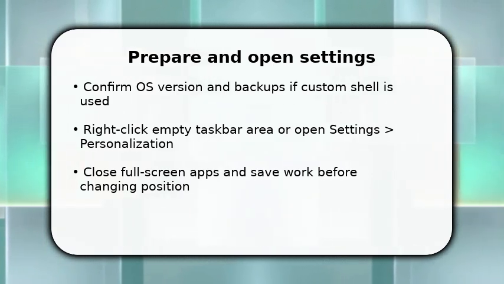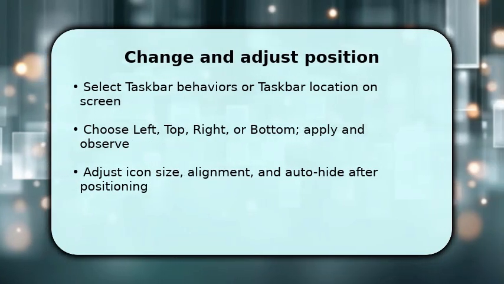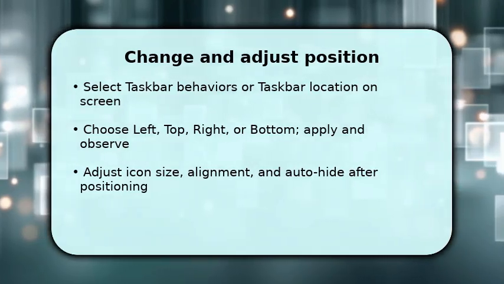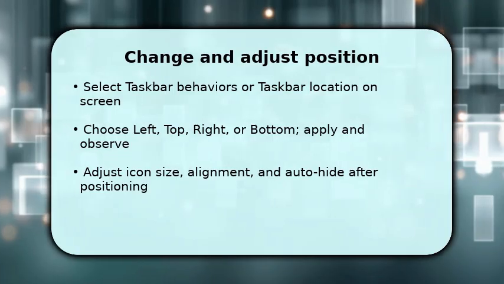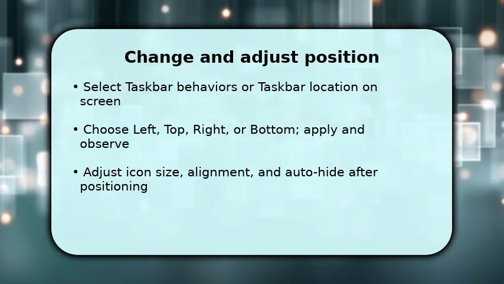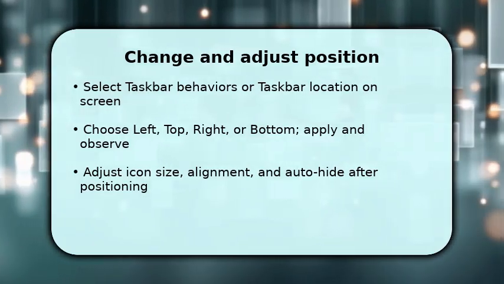Now change the position. In Taskbar settings, open Taskbar behaviors and pick the screen edge you want, left, top, right, or bottom, then apply and watch the bar move. This explains why. Some apps assume bottom taskbars, so test common windows to ensure nothing is off-screen.